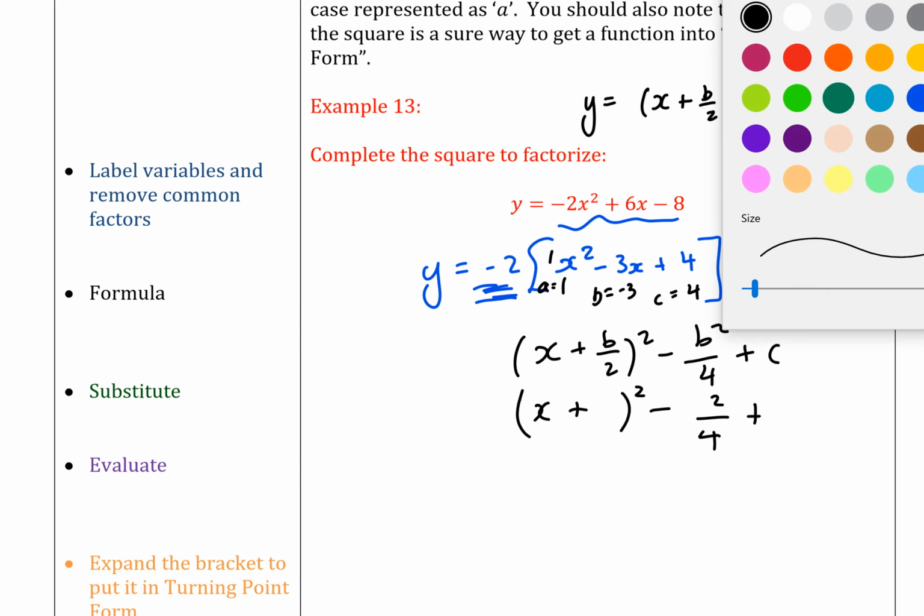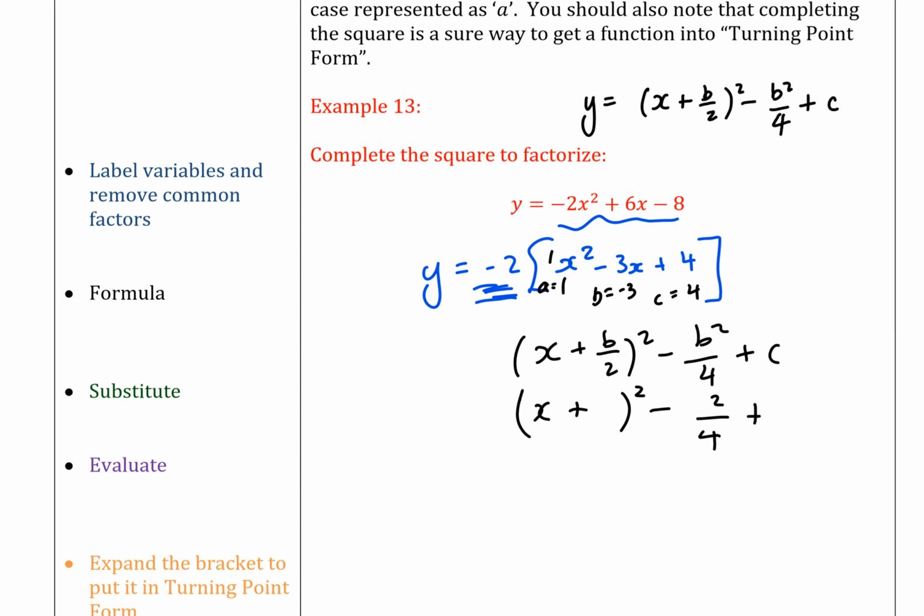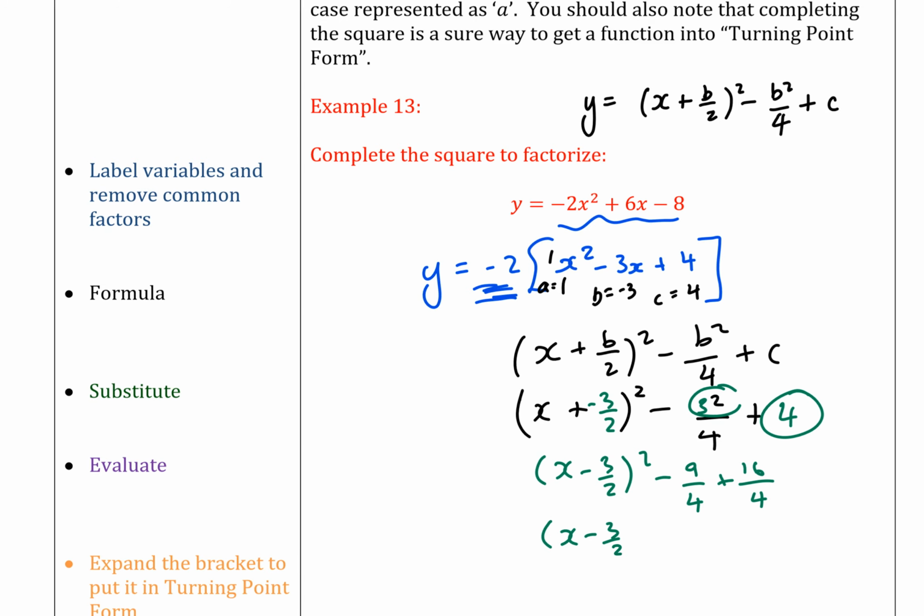Subbing in the values that I have, we can think, well, x is equal to minus 3 on 2. Then I've got minus 3 squared on 4, and my c value is 4. So I've got x minus 3 on 2 squared. Well, 3 squared on 4 is 9 on 4. So I've got minus 9 on 4, and 4 is plus 16 on 4. So I'm left with x minus 3 over 2 squared plus 7 on 4.